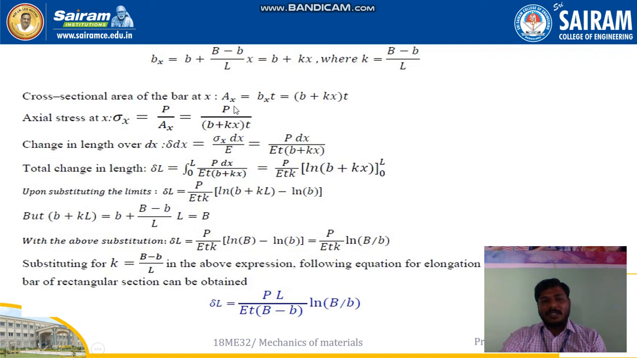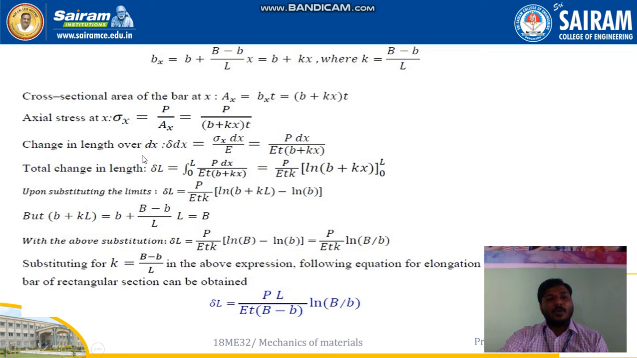It is similar to the cross-sectional area, only the notation changes here. For a circular section the area is pi by 4 into d squared, where we consider a diameter. Here we don't have a diameter, so we consider the thickness instead: b is the smaller end, k is the difference between the larger and smaller ends with respect to length, and t is the thickness. Now the axial stress, sigma x, is load by area. The load is P or F, and the area is (b plus kx) into t, with respect to the thickness.